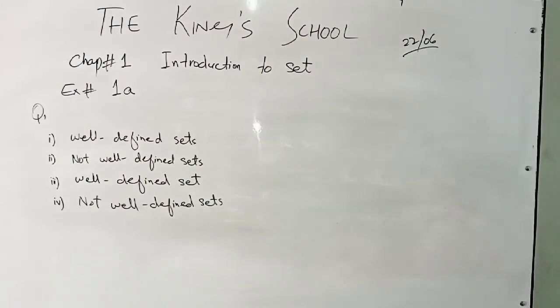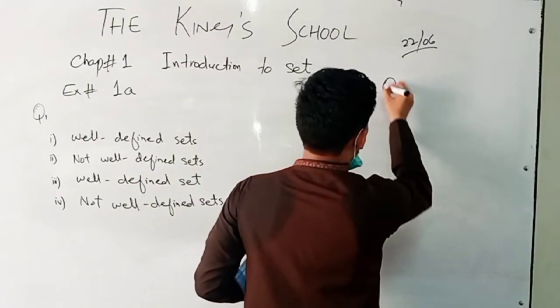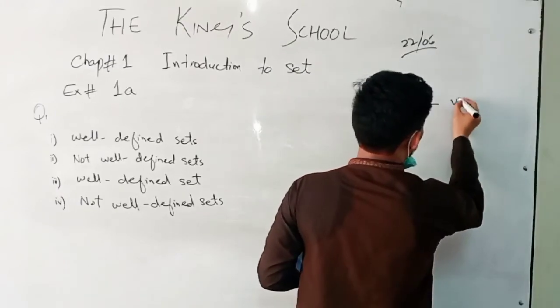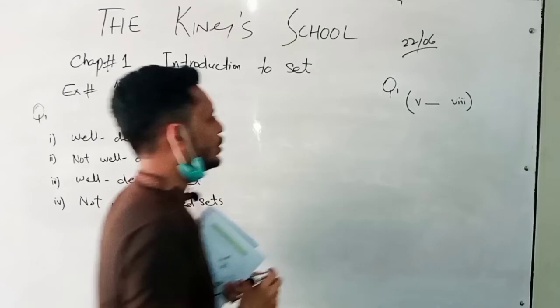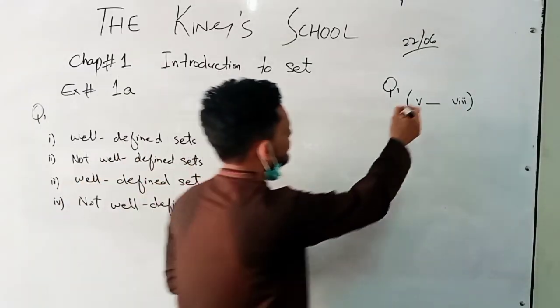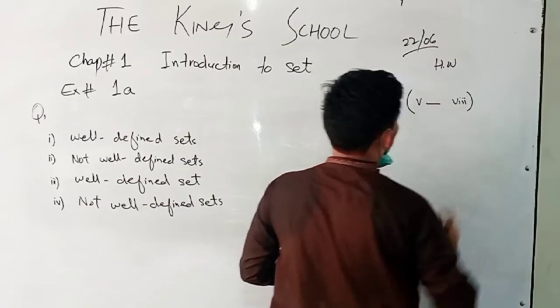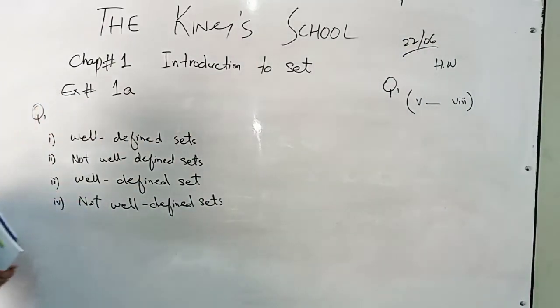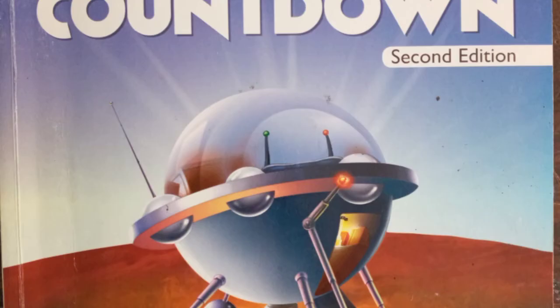We have 8 parts in this question. The remaining parts, 5 to 8, will be your homework, and you have to complete all parts 1 to 8 in your register. This is the title page of the book which we use in this session.